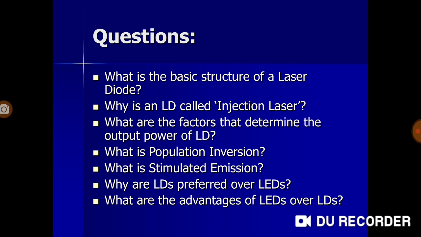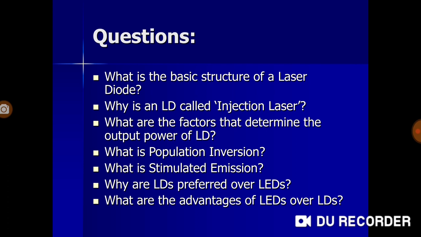Now the next question is, why is an LD called an injection laser? We discussed that a huge number of carriers have to be injected into the active layer for population inversion to take place, so that lasing takes place. That is why it is known as an injection laser. What are the factors that determine the output power of an LD? We just referred to it: the forward current as well as the temperature of the junction. Both determine the output power of a laser diode.